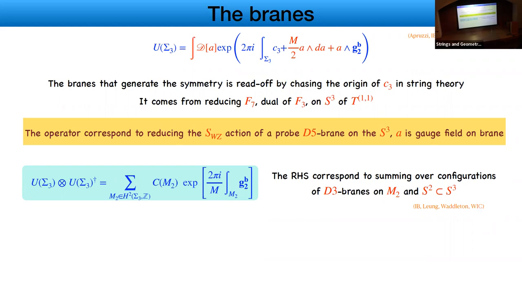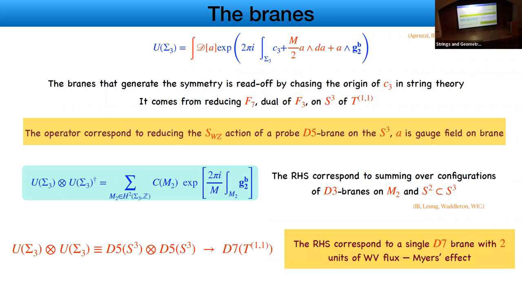So the story that, and then you can also do something else. You can ask, if I just take two of T's D5 and you multiply them, then something cool happens where you get a Myers effect, where the D5, the stack of D5 on this S3, because you have a non-trivial B field in this system, you get a Myers effect that lifts this to a 7-brane that's wrapping the full T11. Okay. And then the picture that seems to emerge here is that you do this analysis, whether you do it from low energy supergravity or whether you do it in string theory.